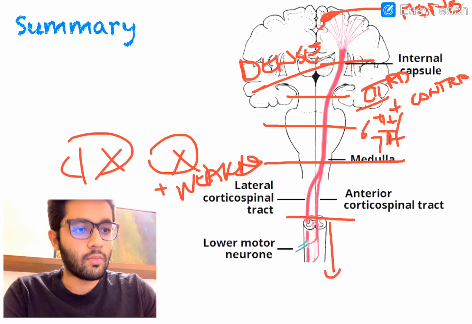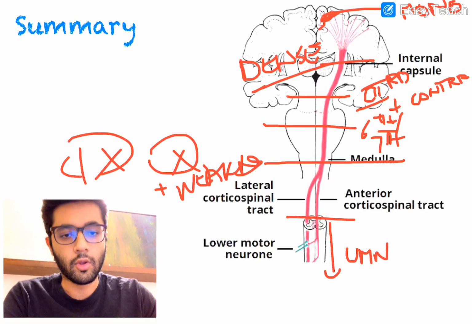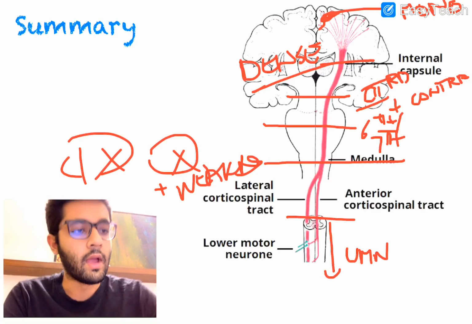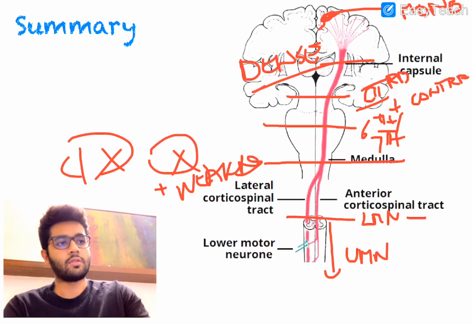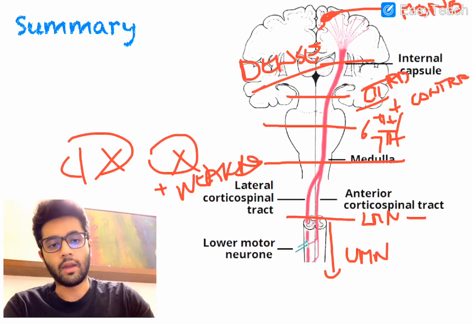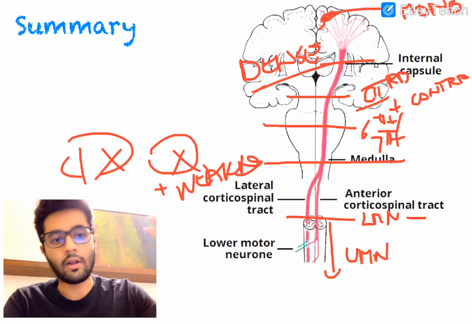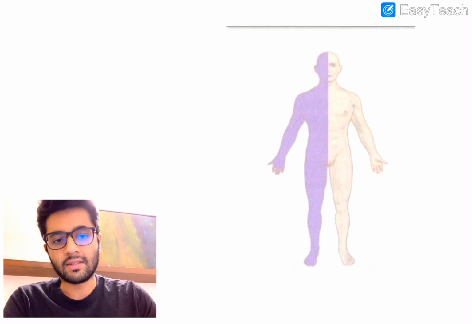Everything below this will have UMN type weakness, or UMN features of hypertonia and all that, and anything at this level will have LMN features and flaccidity. So that is a summary of how you localize lesions in the corticospinal tract, or localizing lesions in the motor system. Just to make things clear, I added two pictures.